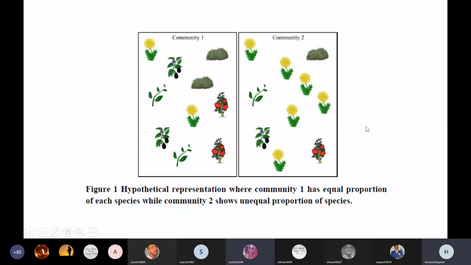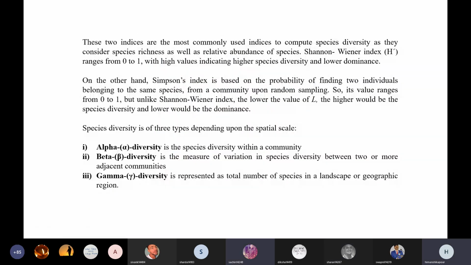Coming to the other index, which is the Simpson's index. It is based on the probability of finding two individuals belonging to the same species. So again, it is focusing on species abundance, and it is based upon random sampling. But here you have to remember that it is also a scale, but here it is opposite. The values of the scale are not directly proportional to the species diversity.